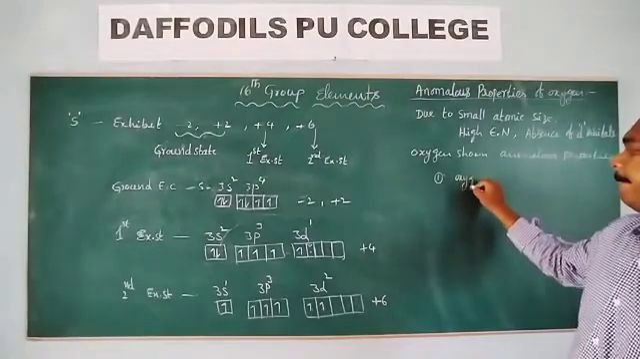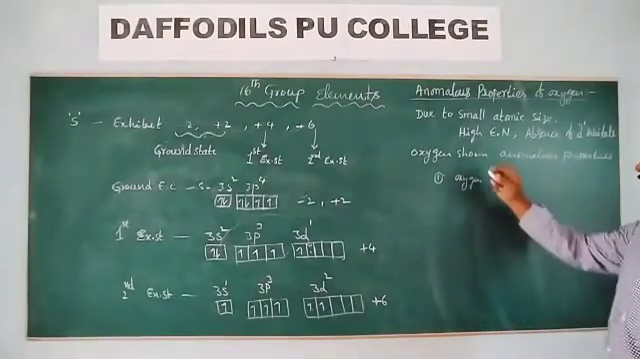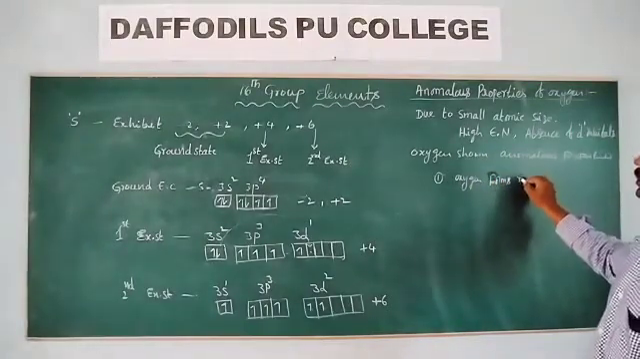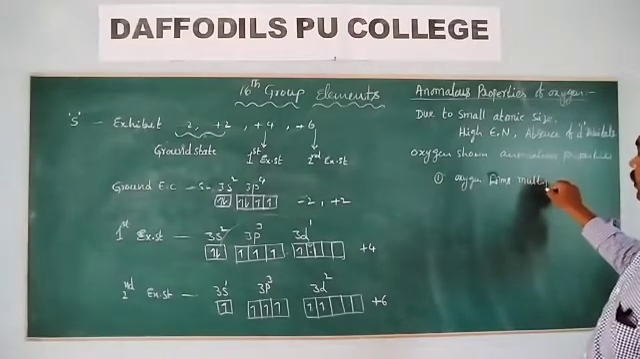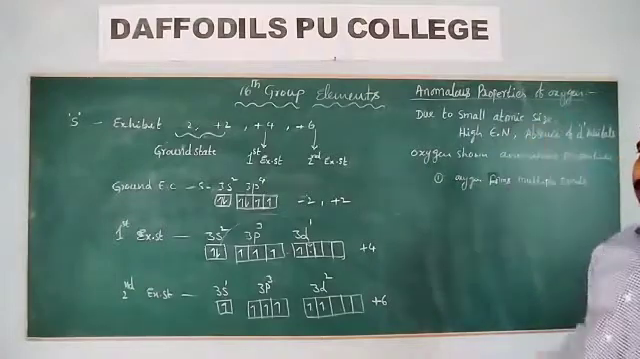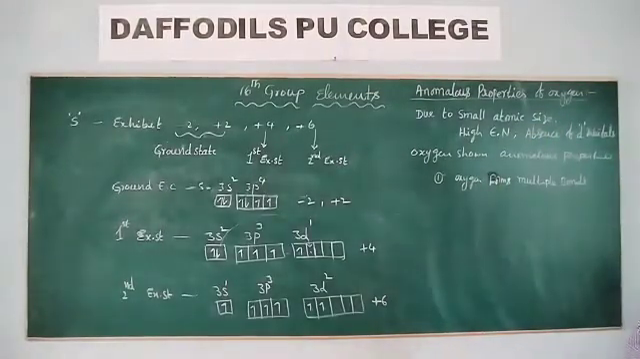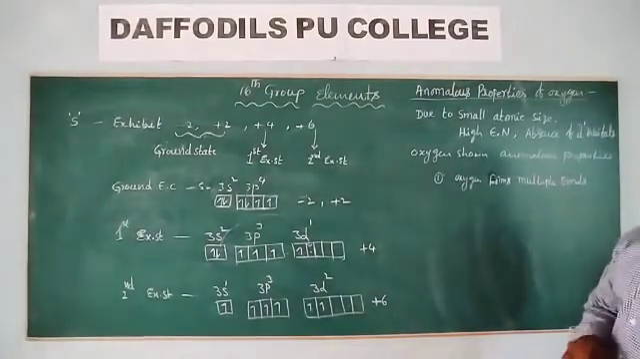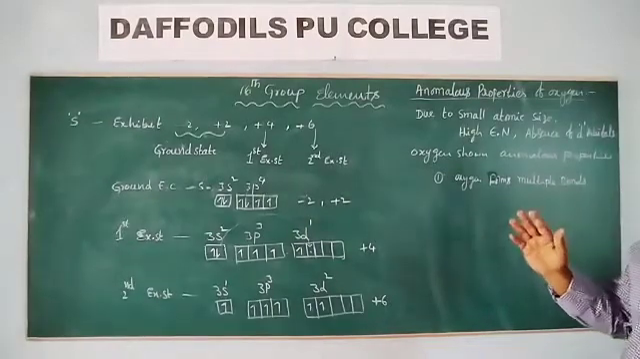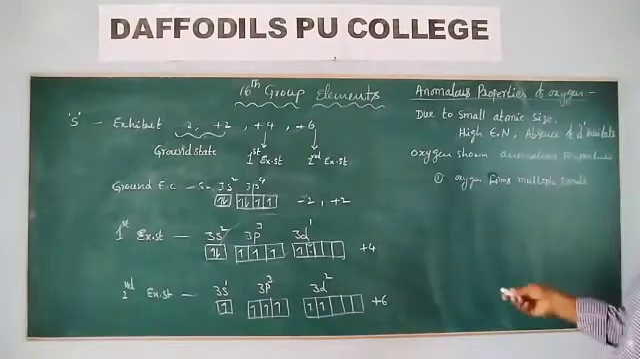Oxygen forms multiple bonds due to small atomic size. Oxygen forms multiple bondings. Due to small atomic size, it can bend the pi orbitals, and can form the multiple bondings.